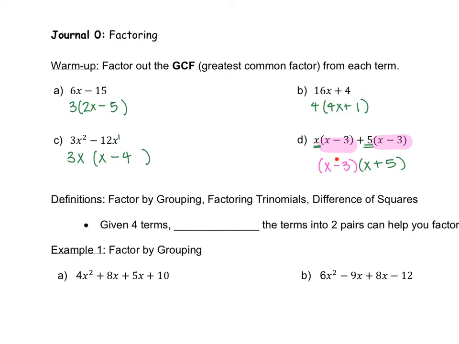So notice that if you were to distribute this piece to the x, you would get this piece here. If you were to distribute x minus 3 to the 5, you would get this piece here. And that's how we factor.